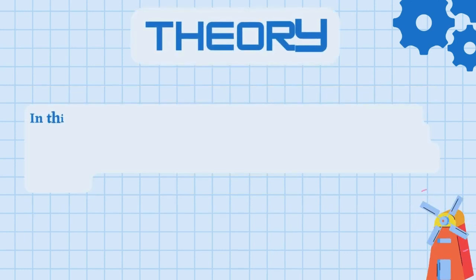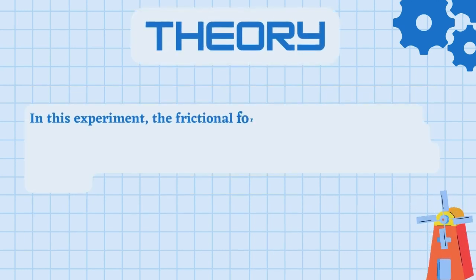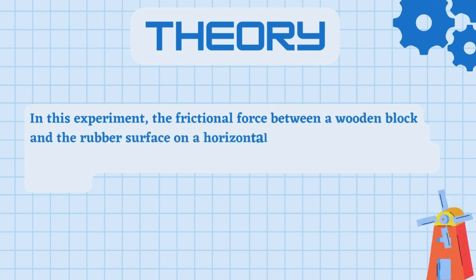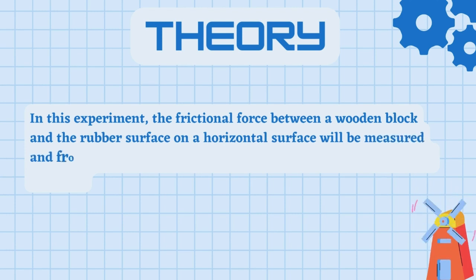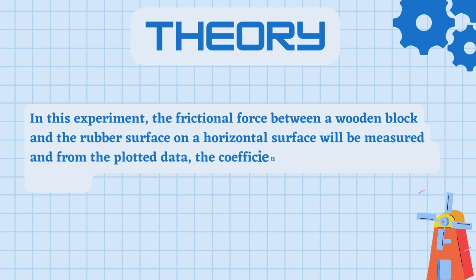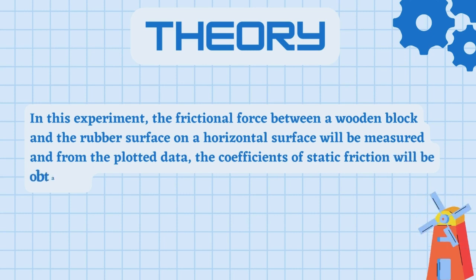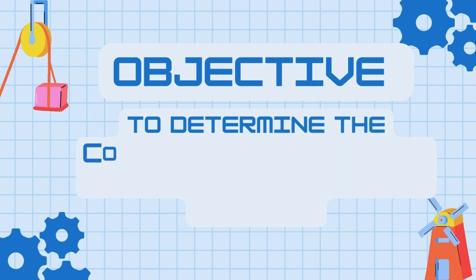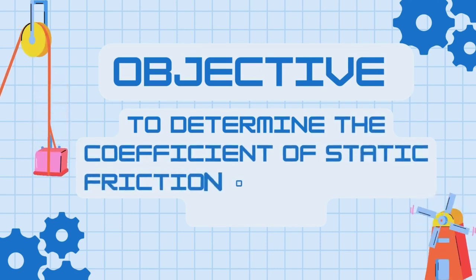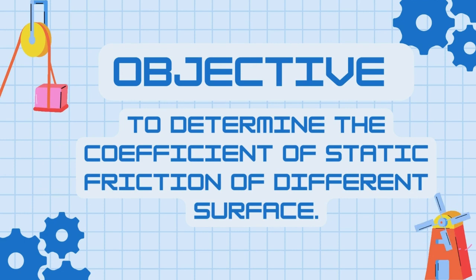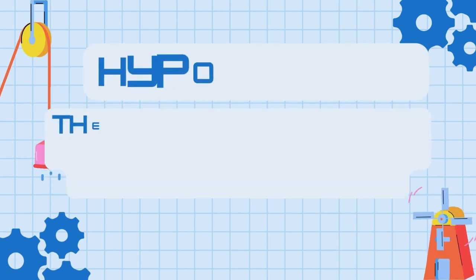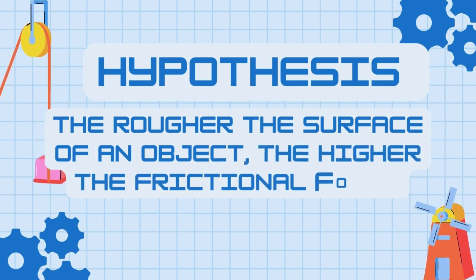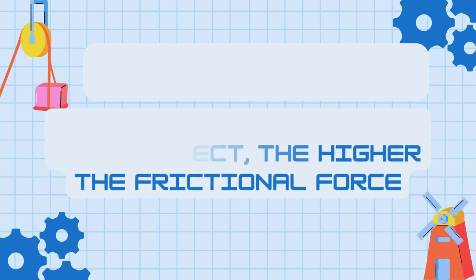In this experiment, the frictional force between a wooden block and the rubber surface on a horizontal surface will be measured, and from the plotted data, the coefficients of static friction will be obtained. The objective of this experiment is to determine the coefficient of static friction of different surfaces. For our hypothesis, the rougher the surface of an object, the higher the frictional force.